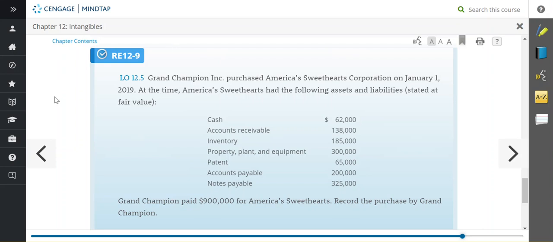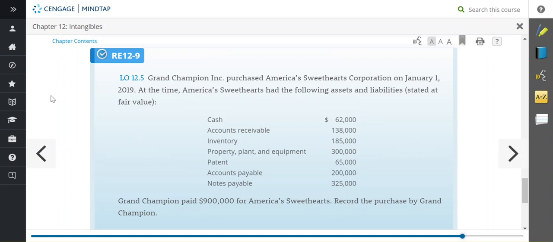In this example video, we're going to look at review exercises 12-9 and 12-10, which is dealing with recording goodwill as well as looking at what happens if there's impaired goodwill. So they tell us in review exercise 12-9 that our company purchased America's Sweethearts Corporation on January 1st of 2019.